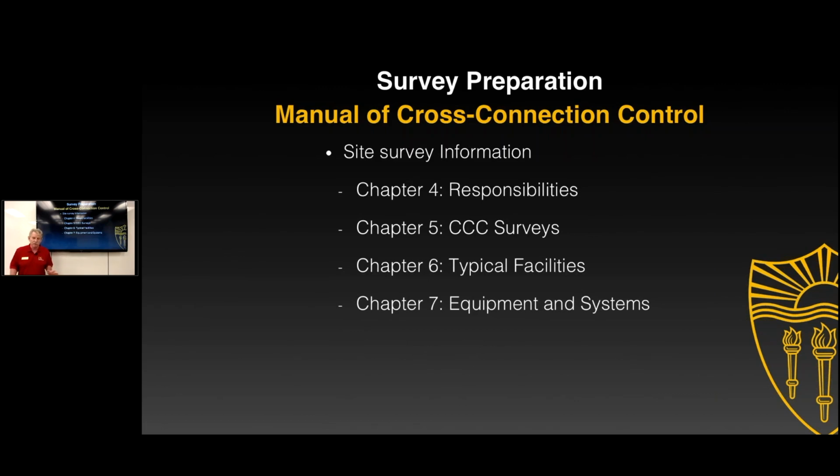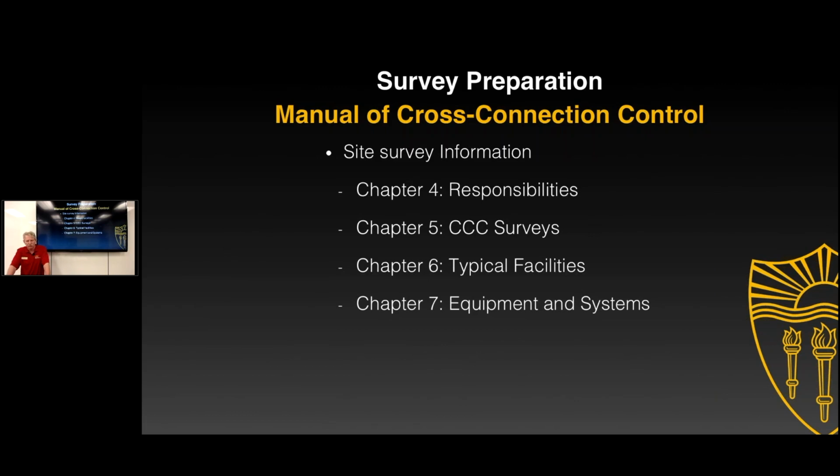Chapter 5 is all about site surveys. So a lot of information there is going to be very important just about how to prepare for site surveys. Some of the information we're going through here is going to be things that you would find in chapter 5 of the manual. And then chapters 6 and 7 are sort of helpful tools as we go through our site surveys and our preparation. Chapter 6 is typical facilities.